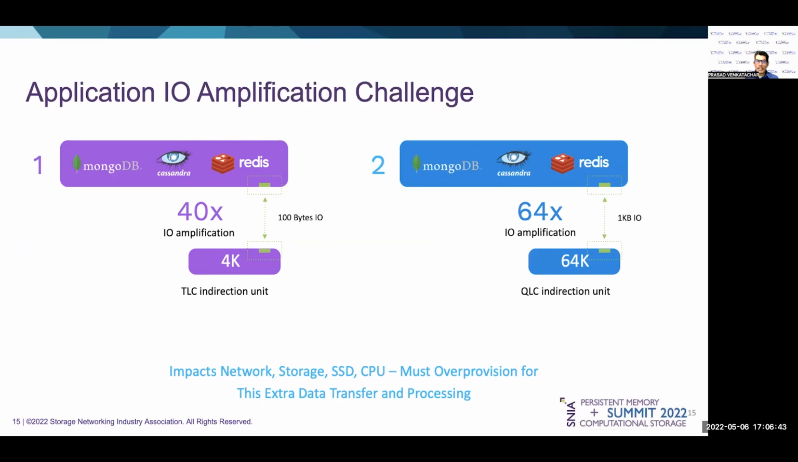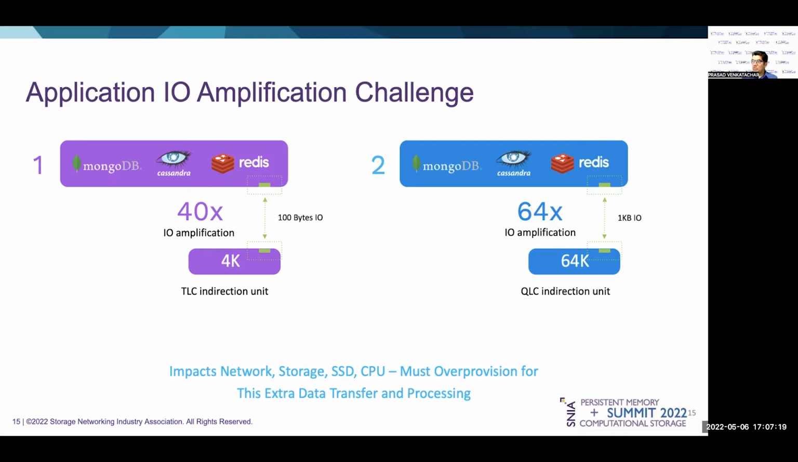So let's look at these. There are several different applications, not only Redis. For example, if you're using a TLC SSD for a small user digital transaction that I initially talked about, like a user making a comment on their social feed, this could be as small as 100 bytes of IO. When it goes to the TLC, which is a 4K SSD, it incurs a significant 40x IO amplification, whereas the same thing with QLC incurs a 64x IO amplification.